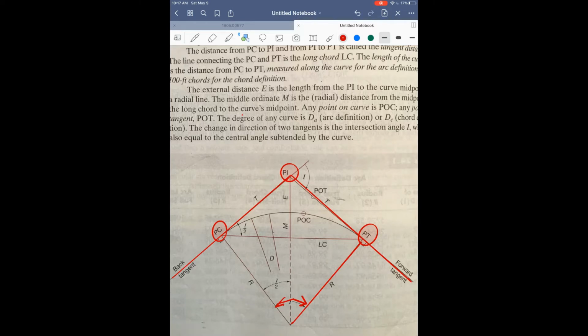There's a lot of interesting geometry here, but I just want to go over the basics. This straight line connecting the point of curvature to the point of tangency is called the long chord. The distance from the point of curvature to the point of intersection is the same as the distance from the point of tangency to the point of intersection, and those distances are called the tangent length.